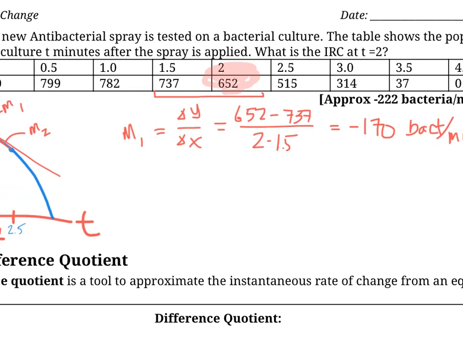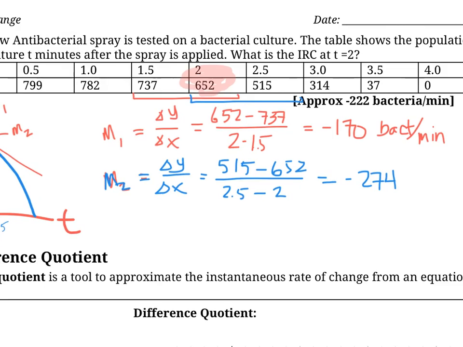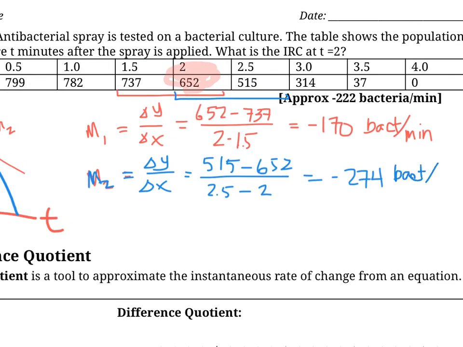So let's do the same thing with M2, that second little segment there. I'm going to do it in blue, because that is the difference between these two points right here. Again, it's going to be delta y over delta x, the change in y over the change in x. It's going to be 515 minus 652 over 2.5 minus 2. And if you do this in our calculator, it will give us negative 274 bacteria per minute.